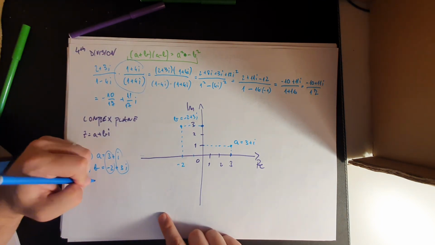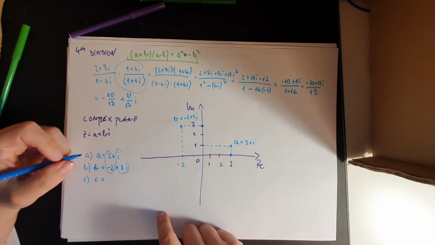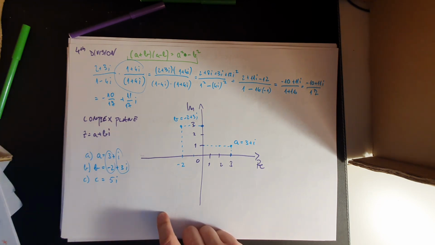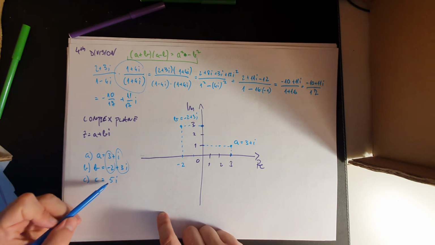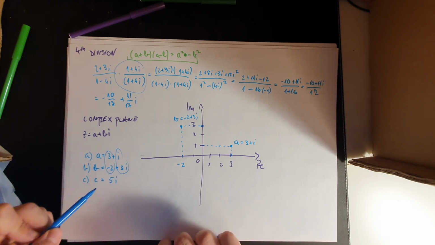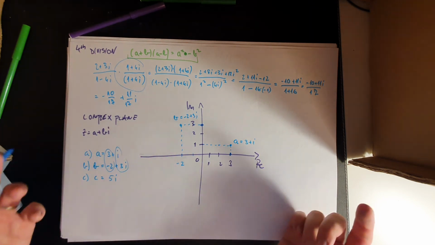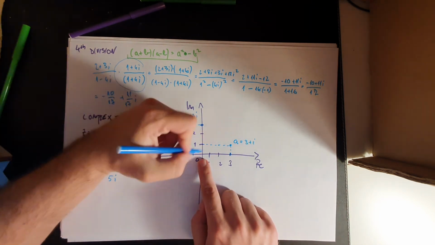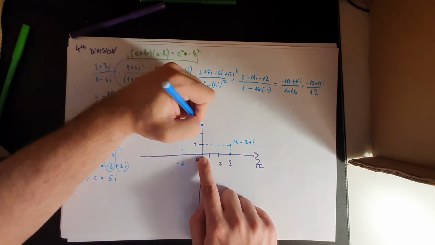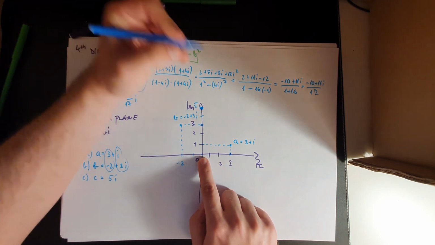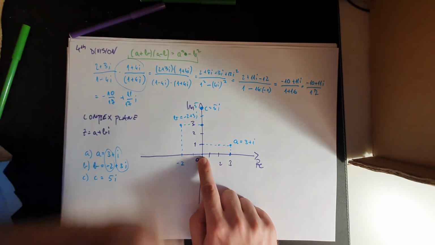Let's continue on with the C number. C is equal to 5i. So 5i means we're working only with the imaginary part. What is with its real part? Real part is 0. It doesn't exist. So 0 is here on the real axis. Imaginary is meantime 3, 4, 5. Here is the 5. And here is going to be C equals 5i.